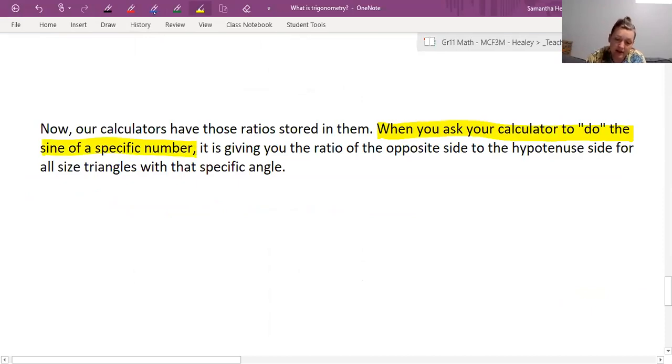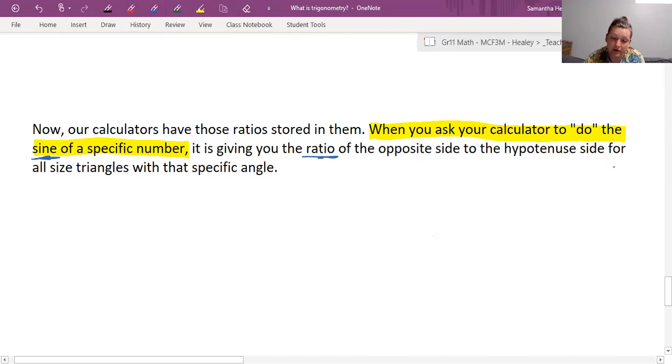So if you ask it to do the sine, remember SOHCAHTOA, sine represents that ratio between the opposite and the hypotenuse sides. So when you ask it to do the sine of a specific number, it's actually just giving you that ratio of the opposite side to the hypotenuse side for all triangles with whatever specific angle you told it. So that number you give it is the angle size.